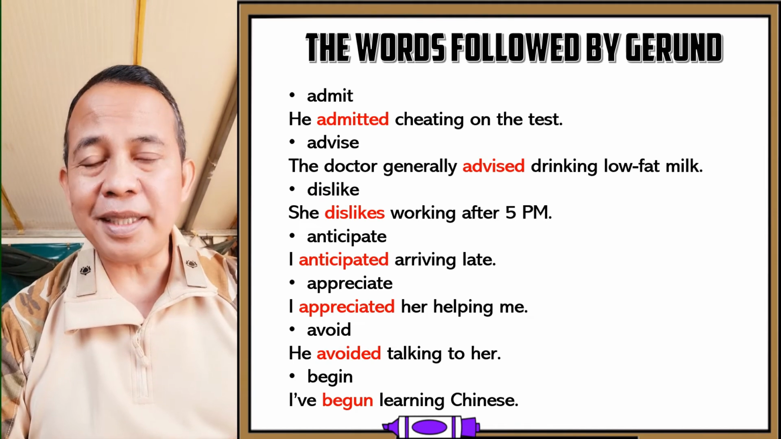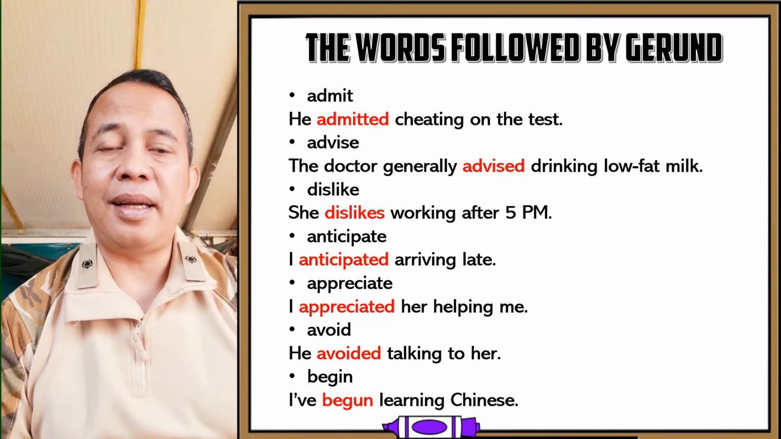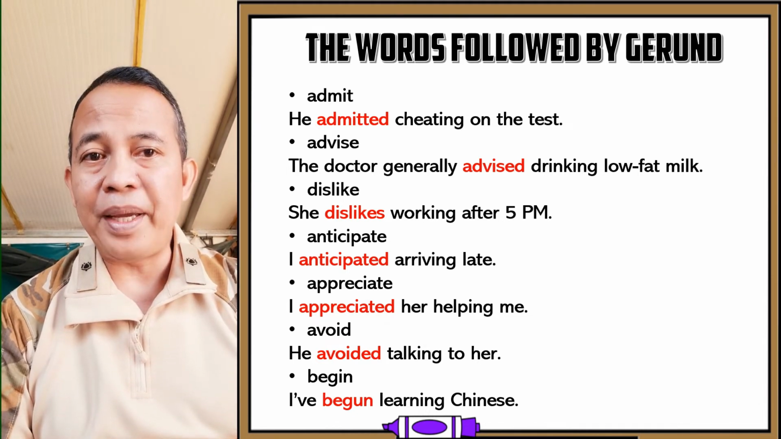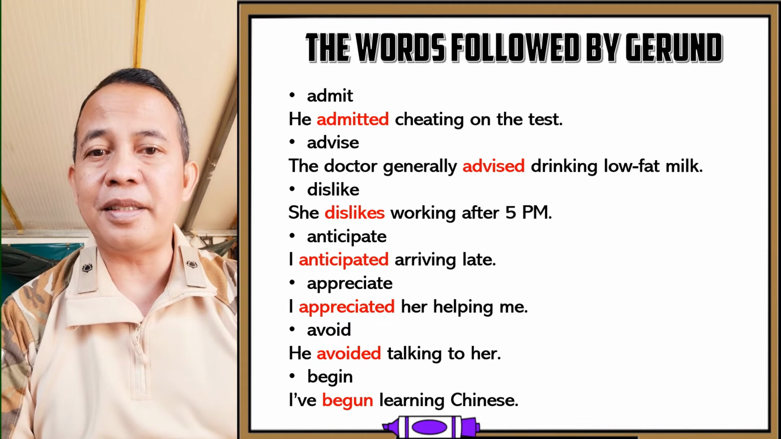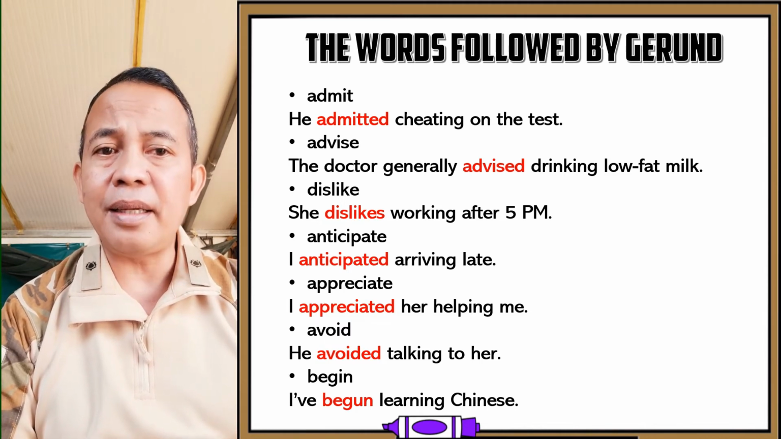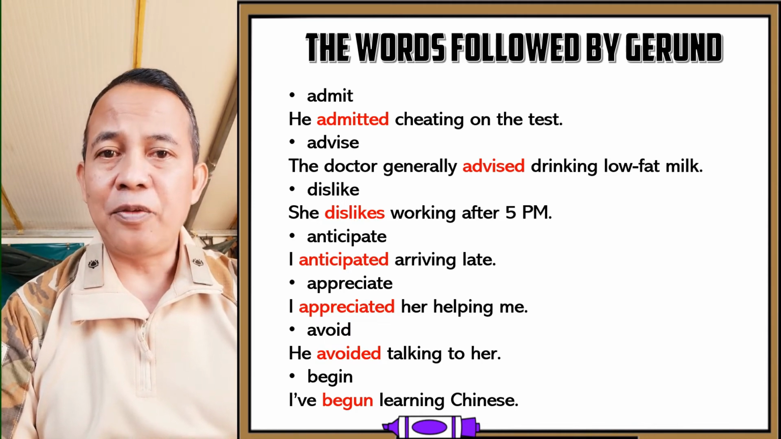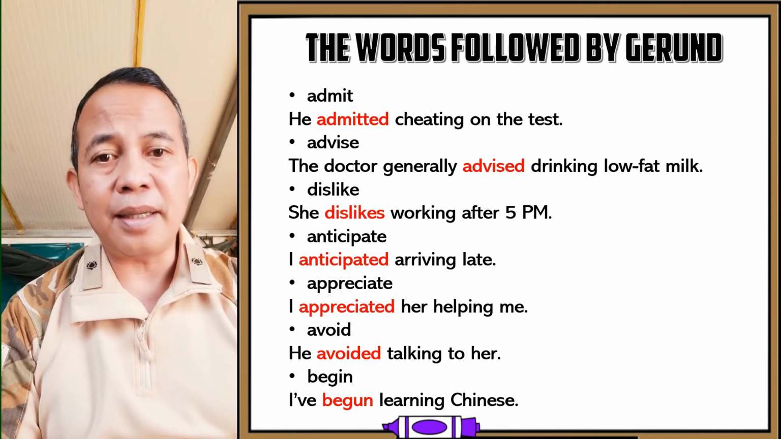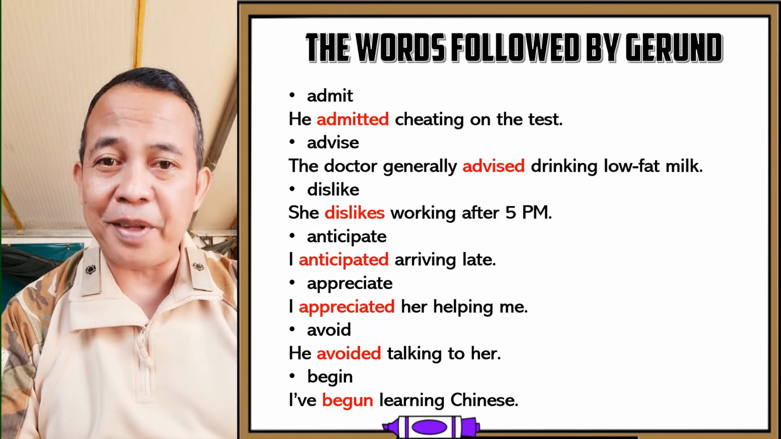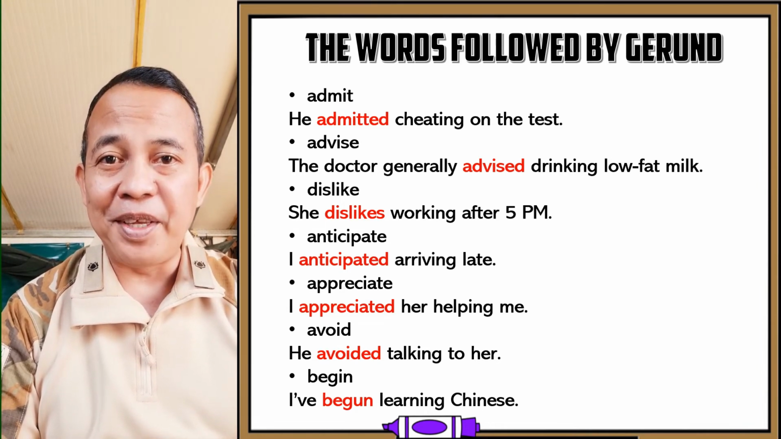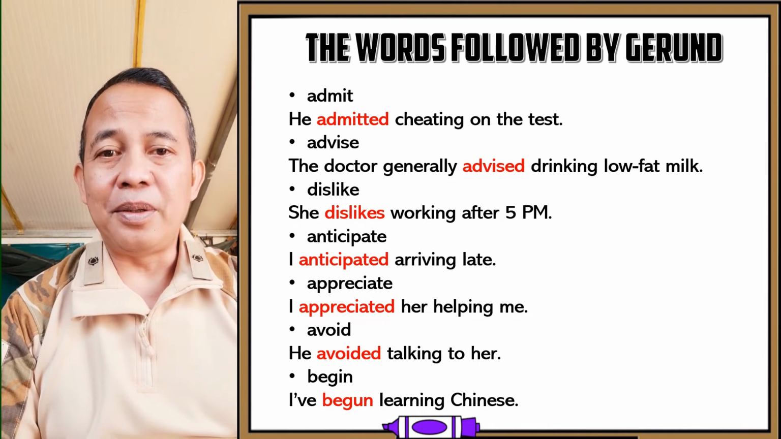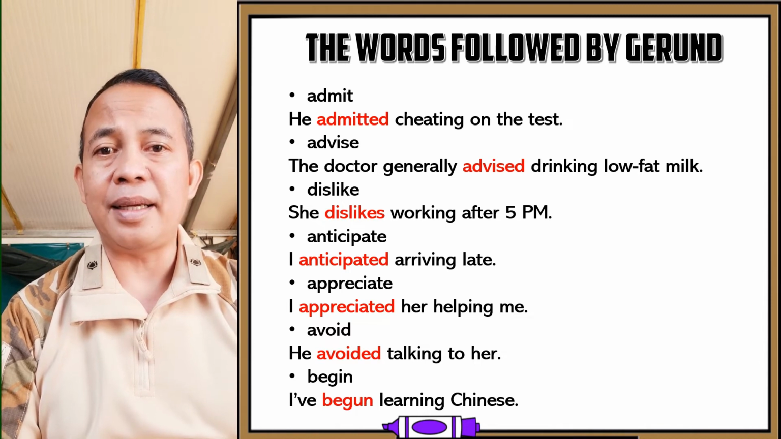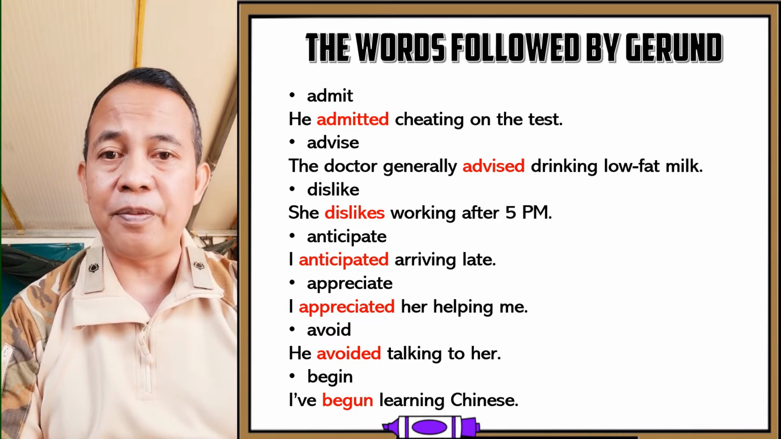All right, so these are some other words that are commonly followed by gerund as well. The first are admit, advise, dislike, anticipate, appreciate, avoid, and begin. There are actually more words commonly followed by gerund, but I cannot explain everything here because the video is going to be very long. So what I suggest is that you try to find a list of the words that are followed by gerund. I believe it's going to be helpful for you as well.